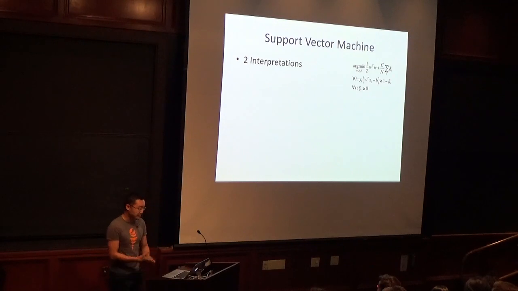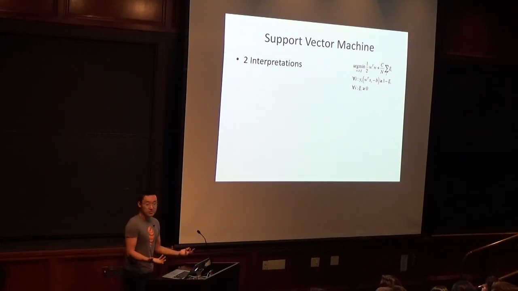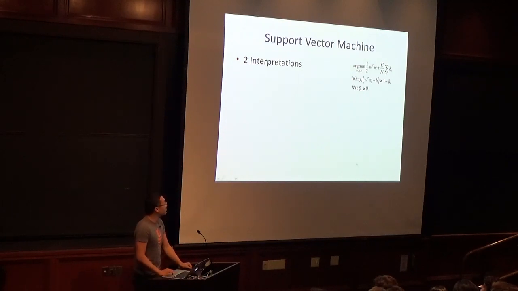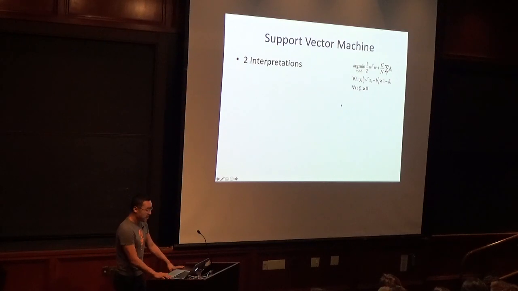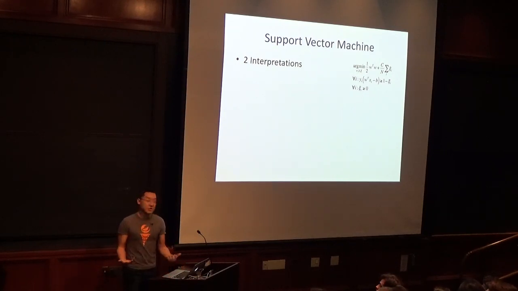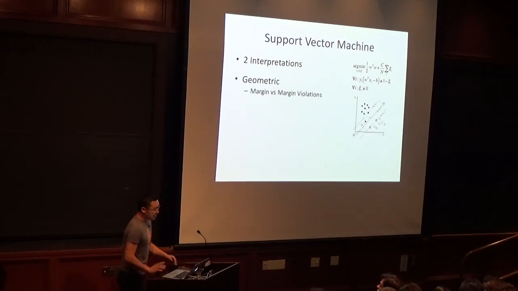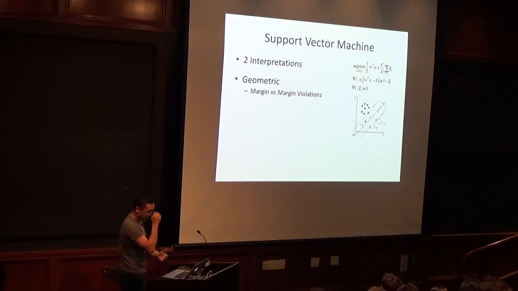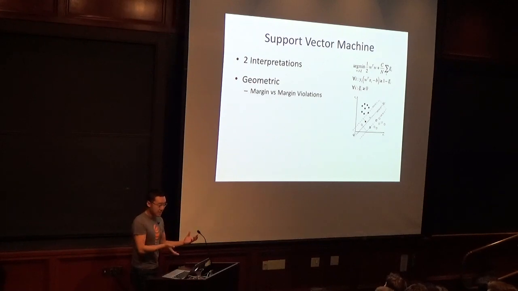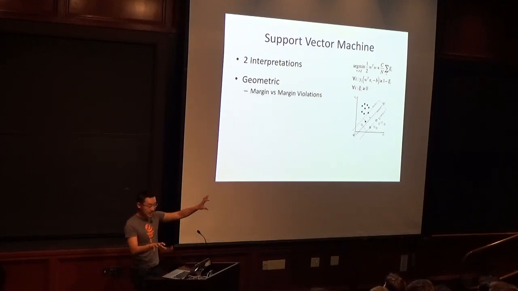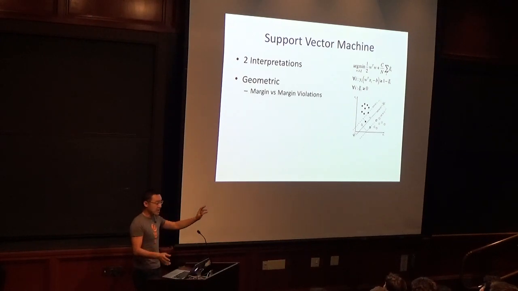Okay, so just to summarize, in the first half of this lecture, we saw the support vector machine. The support vector machine is specified by this particular learning objective. We also saw two interpretations of the support vector machine. The first one is geometric, right? We are trying to find the hyperplane that has maximum margin between most of the training positive examples and most of the negative examples, and balance that against the size of the margin violations.